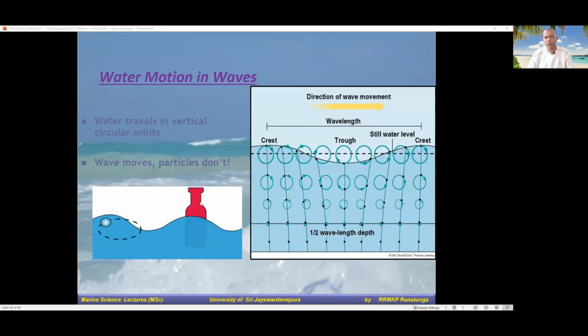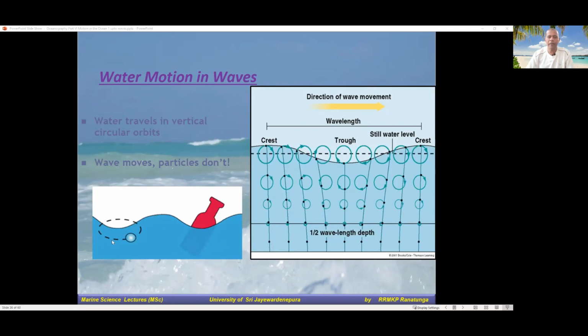Like if you put a bottle in an ocean wave, it will just tilt to one direction and another, right. It's not really moving, it will just tilt to either side and stay the same. And on your left you can see the particle movements in an ocean wave. Actually, the particle movements will be circular like this.